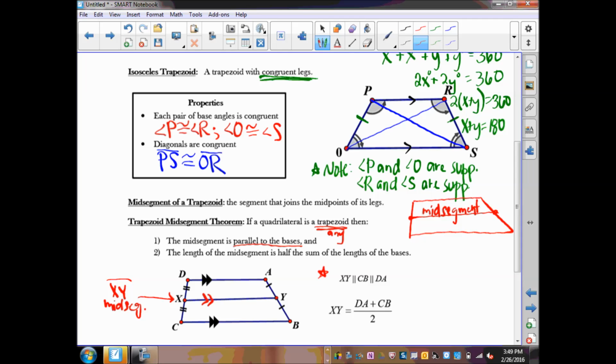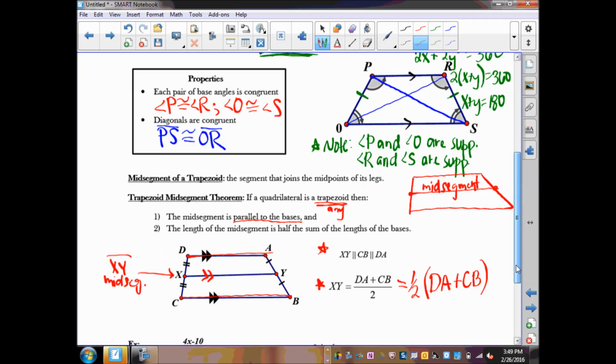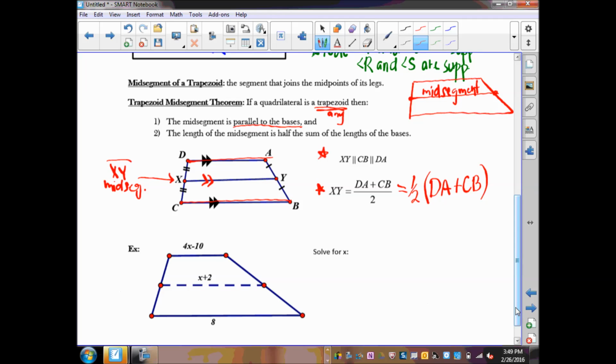And then the length of XY, the measure of XY, is going to be half the sum of the lengths of the bases. So we add base DA plus base CV, add those together and divide by 2, and that's going to give me the length of my mid-segment. You might also see me write it as 1/2 times the sum of the bases, DA plus CV. Same idea there. So those are two things we can take away from it. For any trapezoid, the mid-segment is parallel to the bases, and the length of it is half of the sum of the bases.